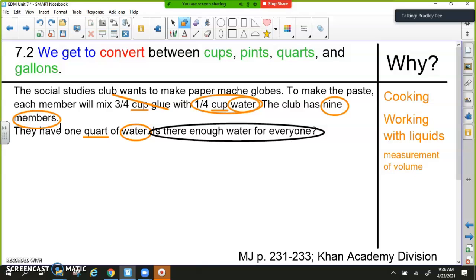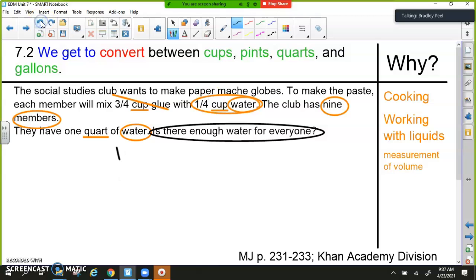Okay, so we're not actually moving from cups to quarts quite yet. Okay, and we do need to multiply. The reason we need to multiply is because each person, think about 9 people having 1/4 cup of water, right? That's 1/4 cup of water 9 times, right? So there's two ways to do it: addition, which to me takes forever.